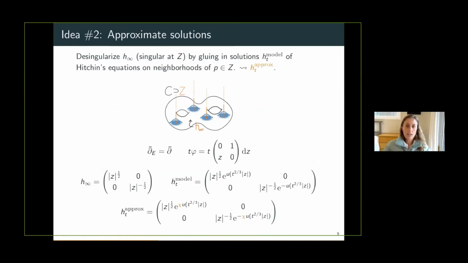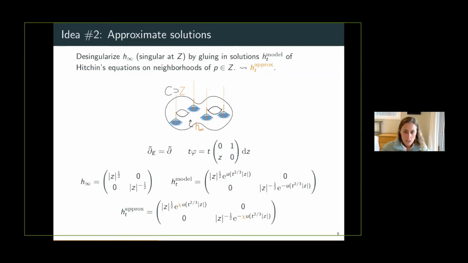All right, so the next idea in all this is that this is a bubbling phenomenon. So we're going to build some approximate solutions of h_t to understand it better. The way we're going to do that is that we have this simple thing that's left behind after bubbling, which is h infinity. And I've drawn that here, singular at Z, that's the little orange spikes. The reason it looks like a delta function is because the curvature has some delta function singularities at h infinity. But what we're going to glue in then is some solutions. We have model solutions on any neighborhood, and we can glue those in as a way of desingularizing things.